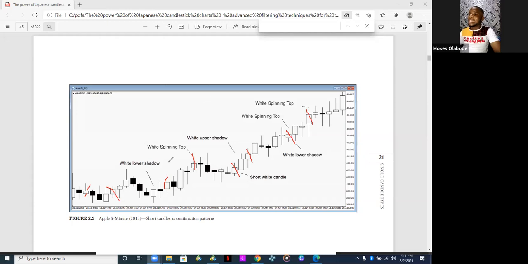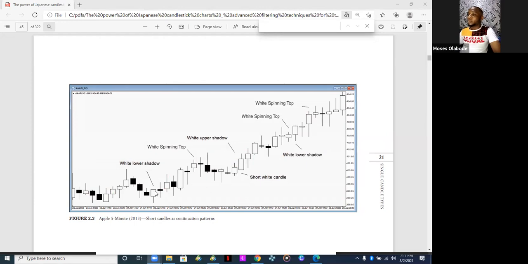Okay, you know that in a spinning top, the body is always smaller than either of the wicks. And it still has a wick or a shadow above it. Either way, the body is always smaller than the wick. That is a spinning top. But when it doesn't have a shadow at the top, it is an umbrella pattern, a hammer. So either way, they are still indecision candles.